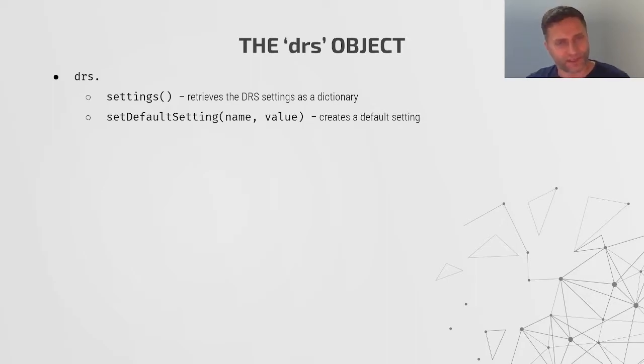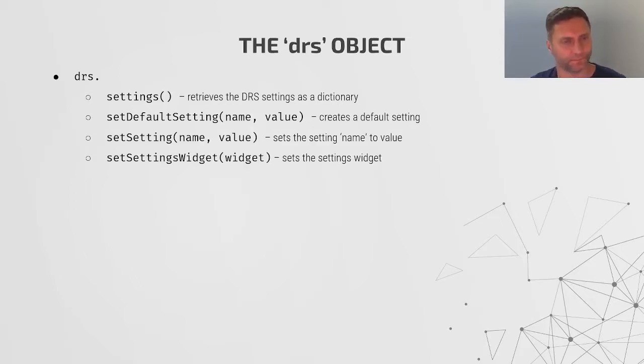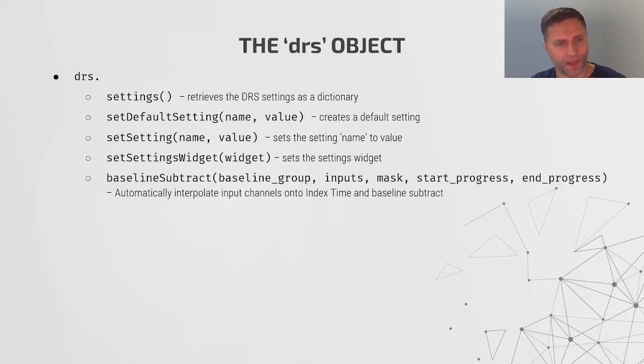You can also set default settings using this function. And remember, because it's stored in a dictionary, each value in the dictionary has a key. That's its name, so we have to give it a name and the value. You can also set the settings via set setting, and name and value are very similar to the default setting. There's also this set settings widget, which we'll come back to when we talk about the settings widget. And there's this baseline subtract function. We'll come back to that when we talk about baseline subtractions.